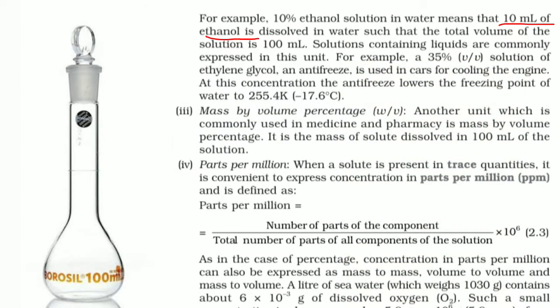Understand? Very simple. This expression of concentration, that means volume by volume percentage, or volume percentage of solution, is used to represent liquid solutions. If the solute is liquid and the solvent is also liquid, then we can use this way of expressing the concentration. For example, you can take ethylene glycol. Here in the book, it is given as a 35% volume by volume solution of ethylene glycol.